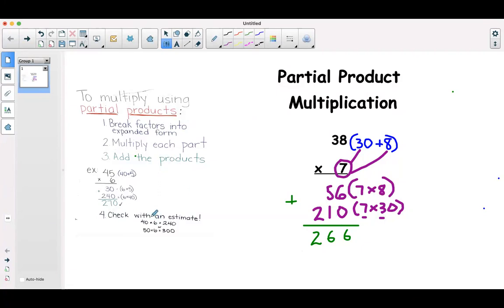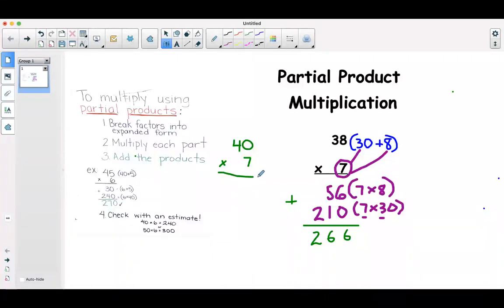Now, if I come down to this check step, it says to check with an estimate. What that means is I'm going to round my numbers and multiply to make sure that I'm close, to make sure that my answer makes sense. So 38, I think, what 10 is that really close to? That's close to 40.